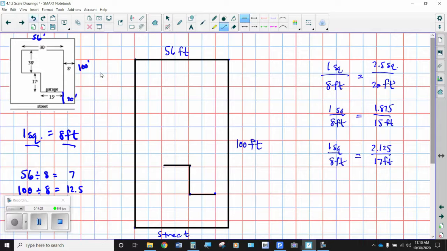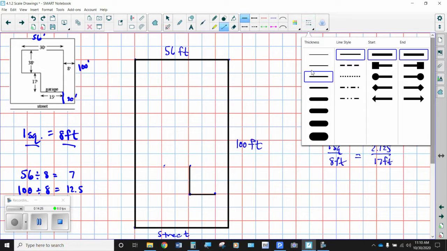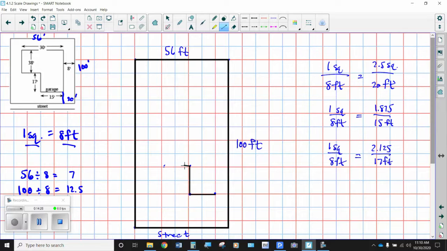And I did not choose the right thickness. Let's get the right thickness in there. Okay. Oh, no. I'll fix that. All right. So, kind of get the idea.